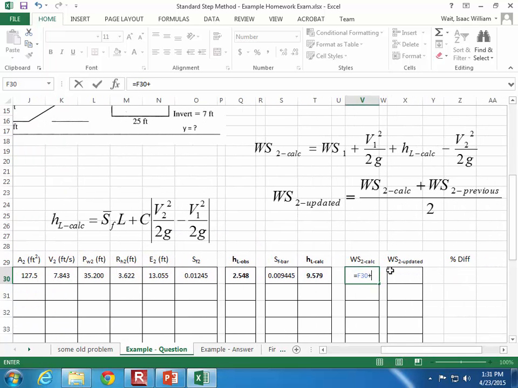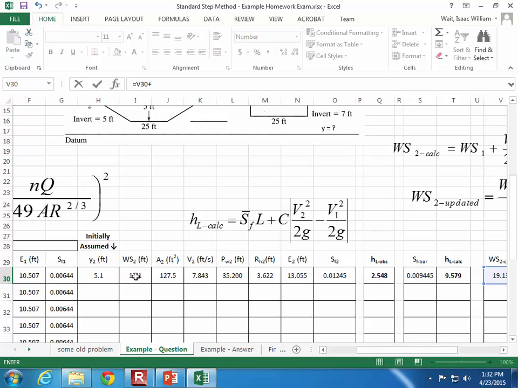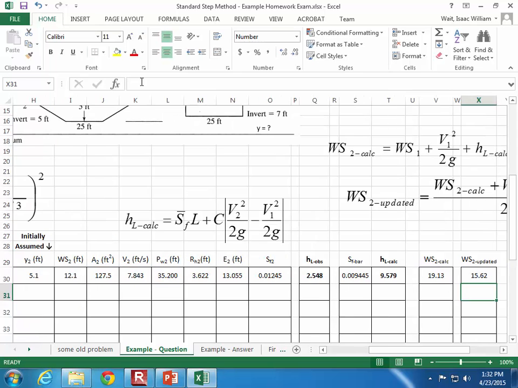plus the calculated head loss minus the velocity head at 2. Okay, so minus V squared divided by 2 times 32.2. Okay, so that's the calculated, and now the updated is based on this calculated water surface. So the update will be the one we just calculated plus the previous version from here, and I'm going to want to average this, so I'll put in the parentheses divided by 2.